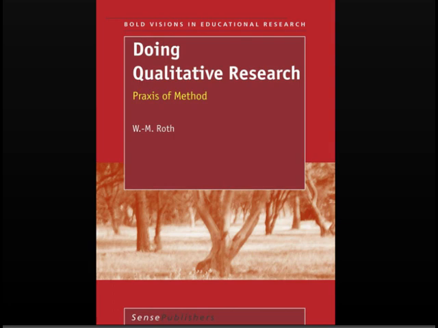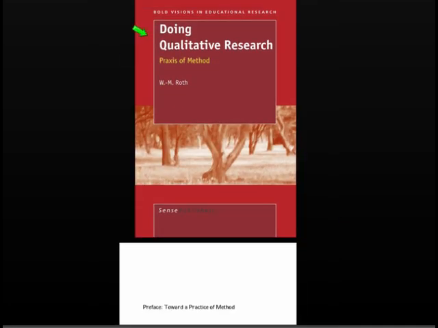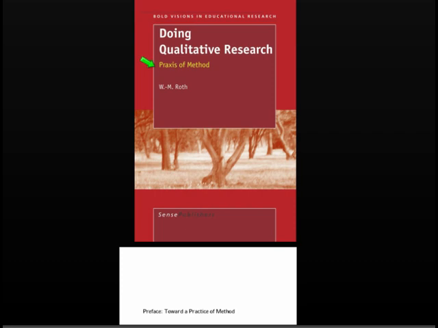So the book that I'm referencing this from is called Doing Qualitative Research, subtitled A Praxis of Method, by a guy named Michael Roth, who works up in Canada, Western Canada, Simon Fraser University and University of Victoria. Now there's a very specific use of this word praxis, spelled with an X, P-R-A-X-I-S. And it sounds like the word practice, and it's related to the word practice.